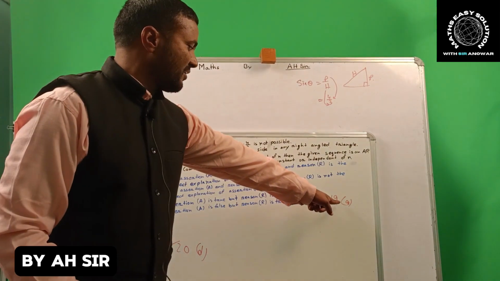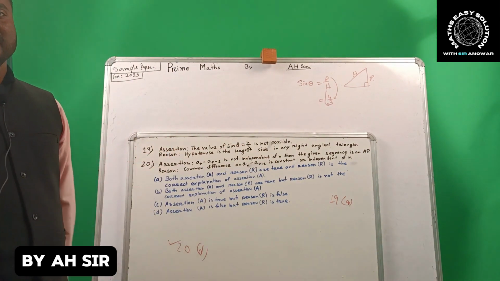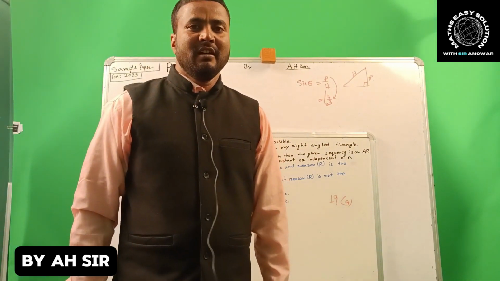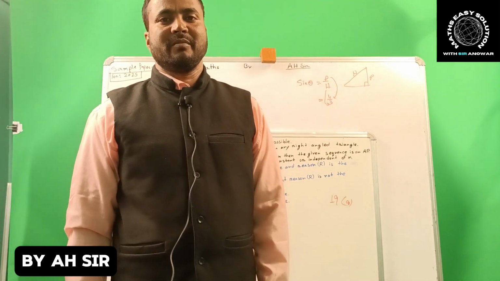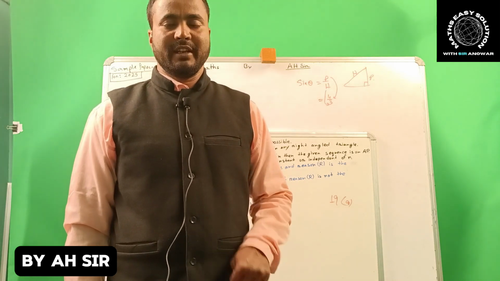Number 19, option A; number 20, option D. Both question patterns are the same. So this is the first sample question paper. You will always be getting the next sample question paper, next part 2, part 3. I mean around 20 sample papers you will be getting.